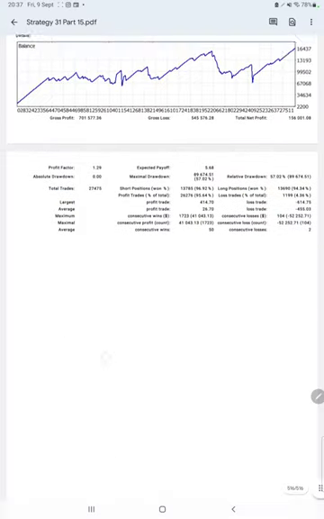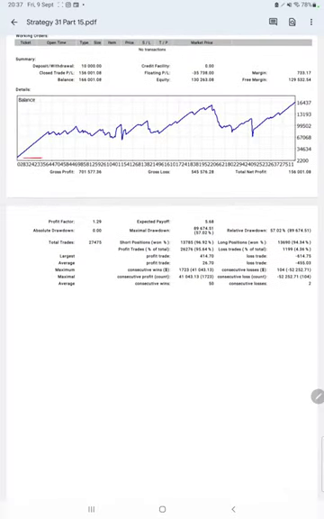After that we have the trading account statistics from the statement. Here is a graph, constantly it is growing. The profit factor is 1.29. Total number of trades is 27,475. You can imagine the number of trades, the frequency of trading, it's quite huge. Expected payoff is 5.68.